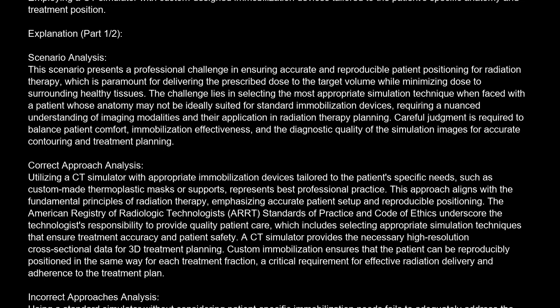A CT simulator provides the necessary high-resolution cross-sectional data for 3D treatment planning. Custom immobilization ensures that the patient can be reproducibly positioned in the same way for each treatment fraction, a critical requirement for effective radiation delivery and adherence to the treatment plan.